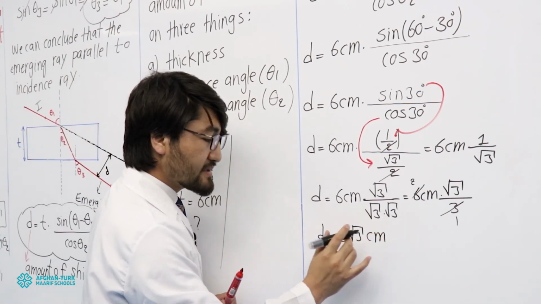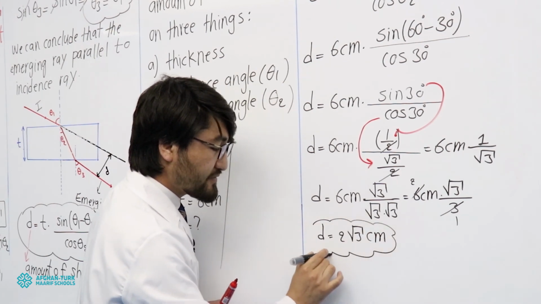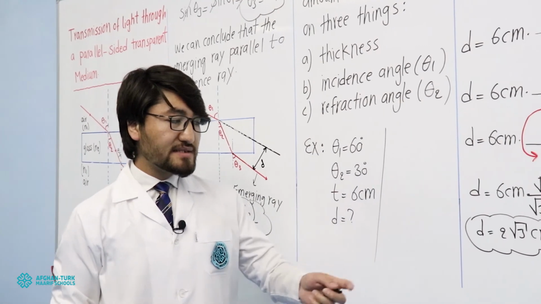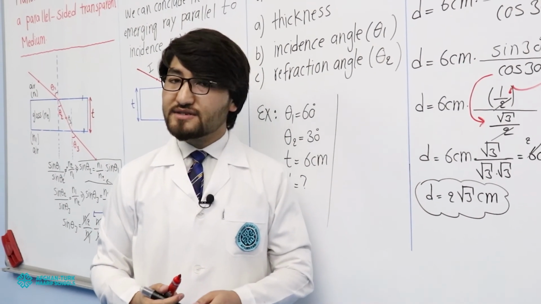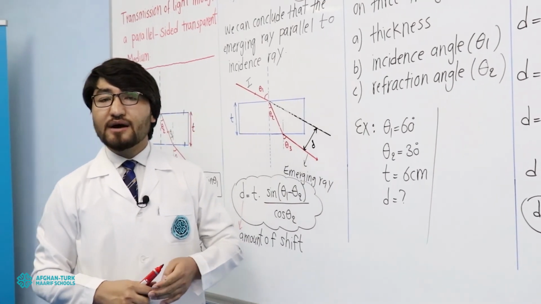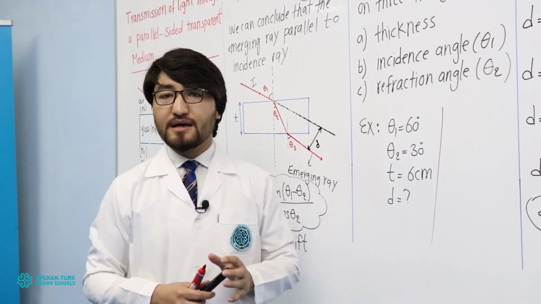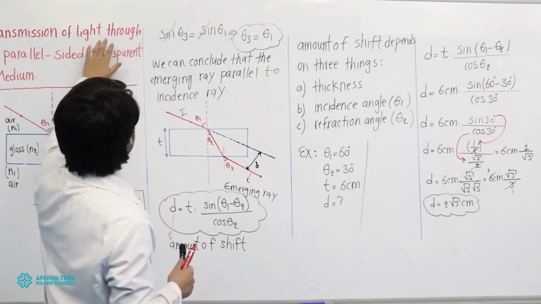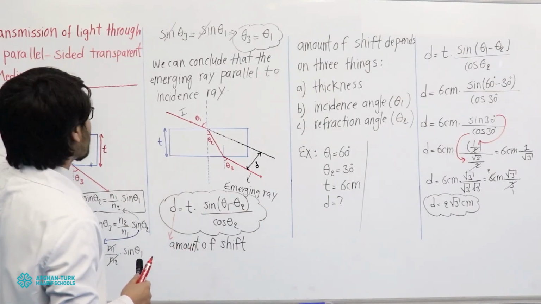This is the amount of shift. We find the amount of shift. The amount of shift is 2 times the root of 3 centimeter. Okay, guys, this is our today's lesson. Today we studied the transmission of light through a parallel-sided transparent medium.